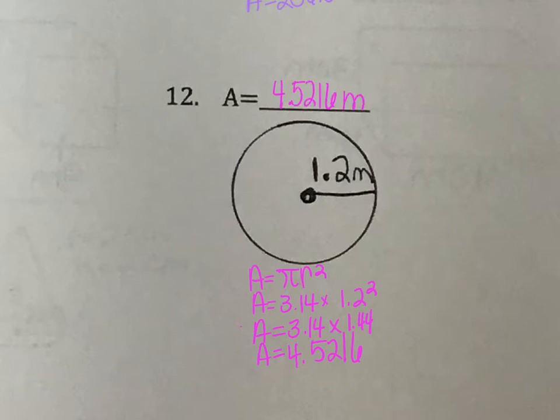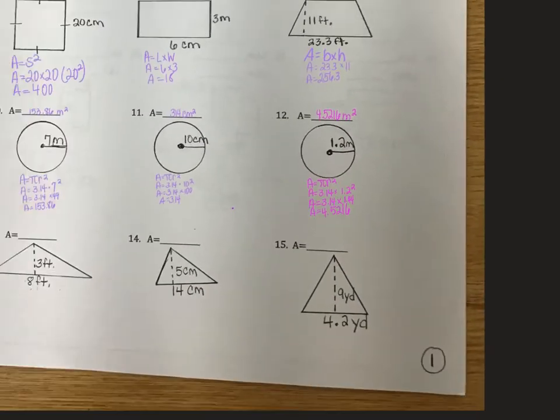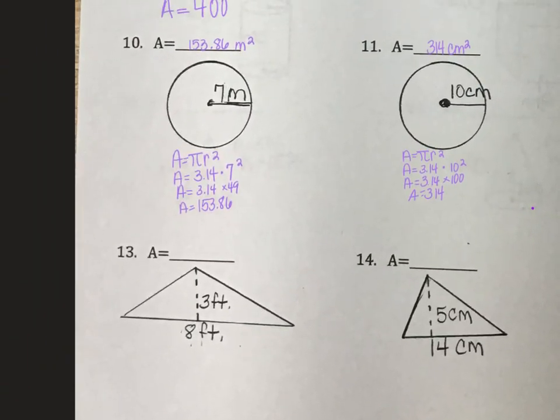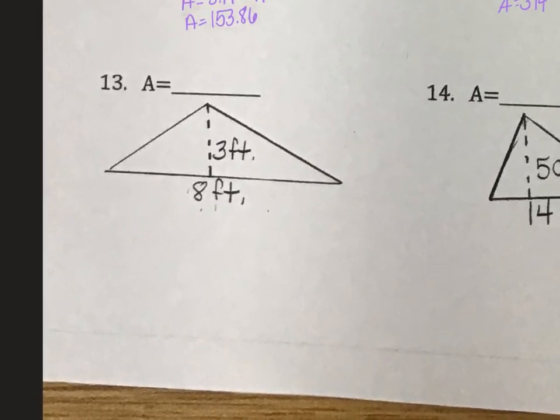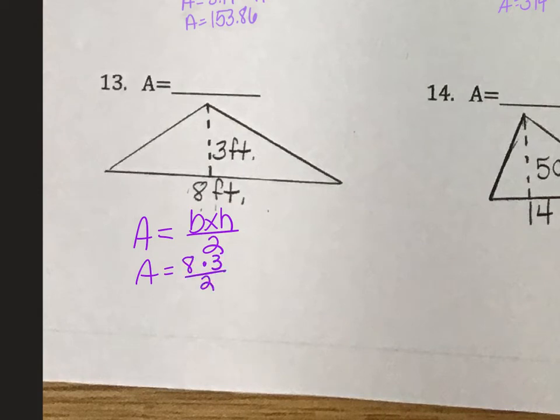4.5216 meters squared. Now we're going to find area of a triangle, which your formula is area equals base times height divided by 2. Area equals 8 times 3 divided by 2. Area equals 24 divided by 2. Area equals 12 square feet. Okay?